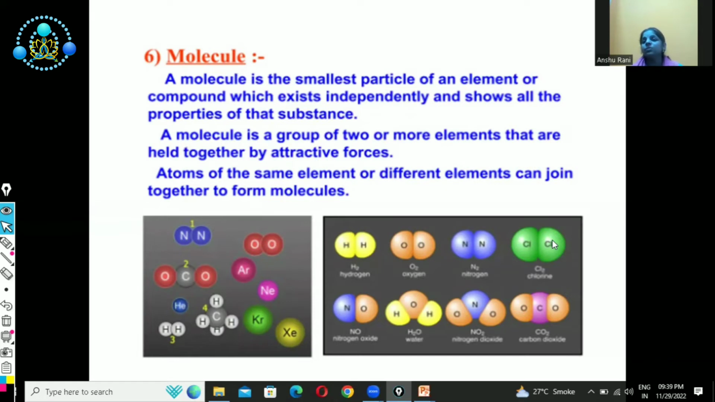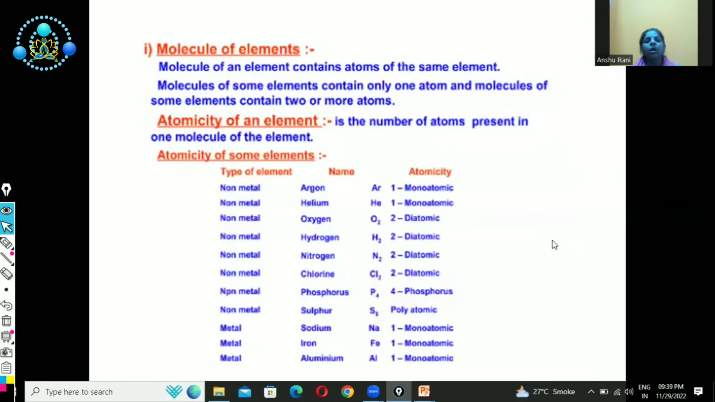That is called its molecularity. How many atoms are combined to form a molecule? That is called its atomicity. Atomicity means how many atoms of a particular type are combined to form a particular molecule. Like we are having different examples. We can have monoatomic. Mono means single, which is having independent existence. Like we are having noble gases, argon and helium. They are having atomicity 1.